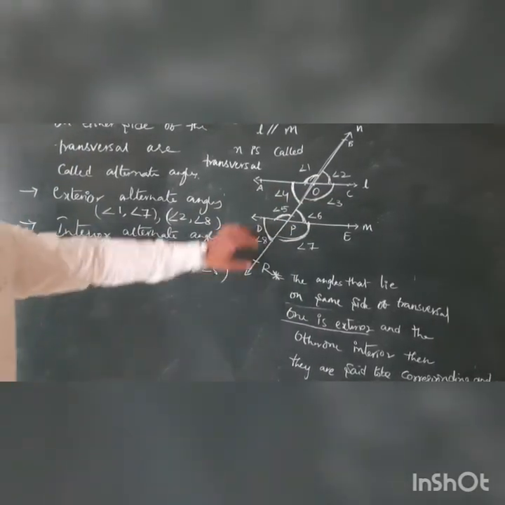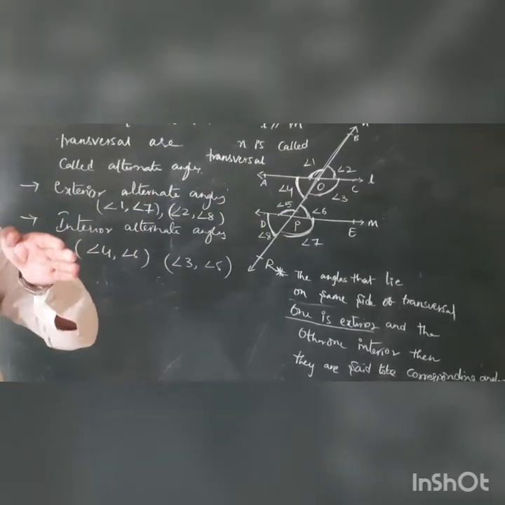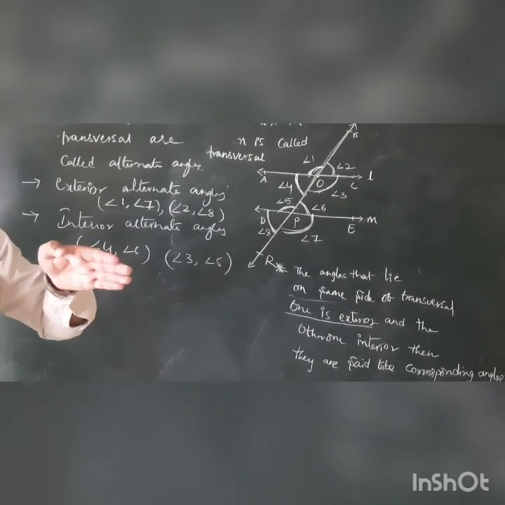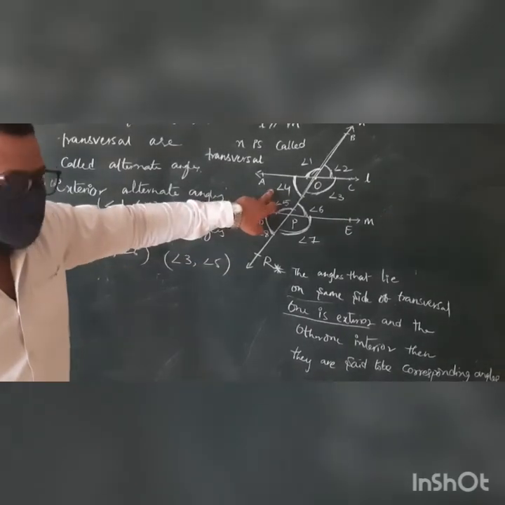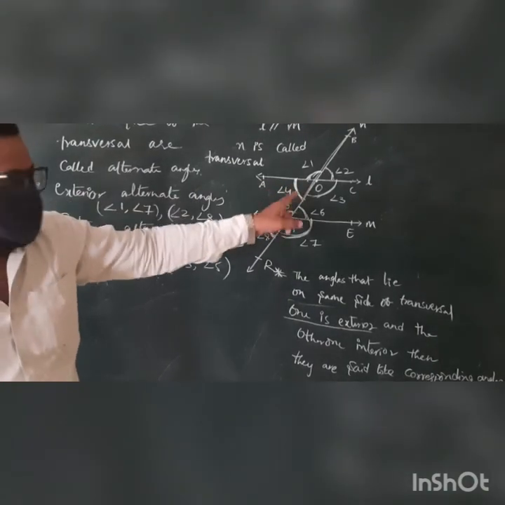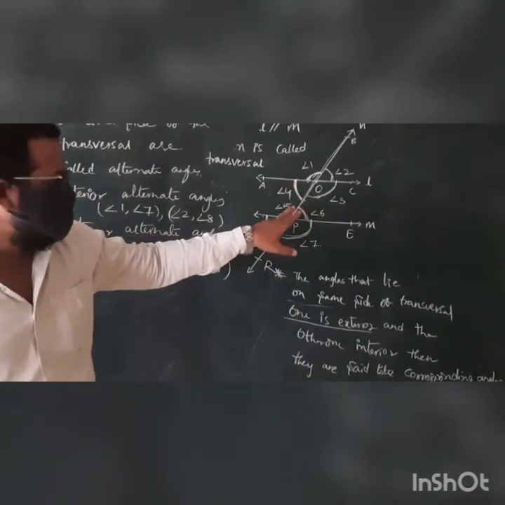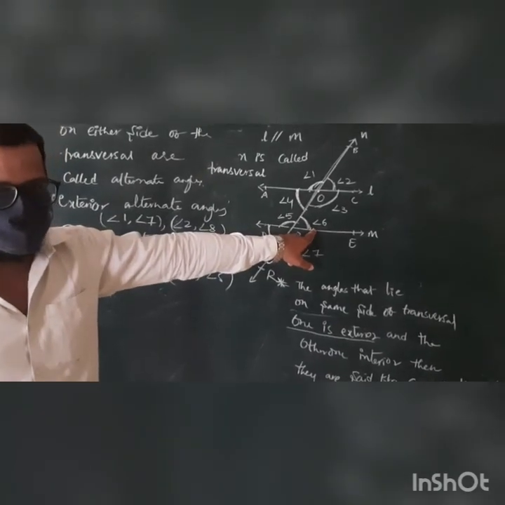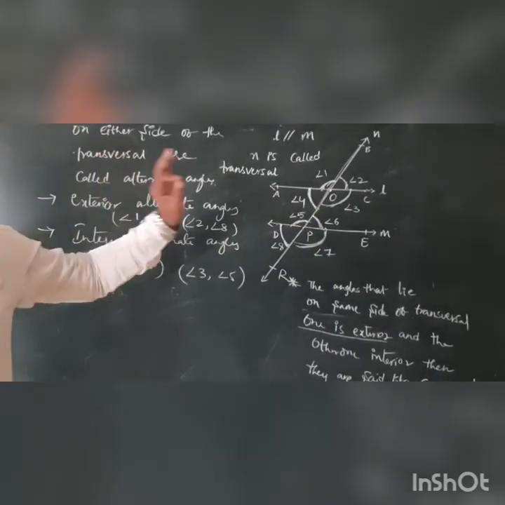Now talking about interior alternate angles, the angles that lie inside the parallel lines and on either side of the transversal are called interior alternate angles. Here 4 and 6 lie inside the parallel lines, that is L and M, and they are on either side of the transversal. So angle 4 equals angle 6. The properties I will explain in the next class.